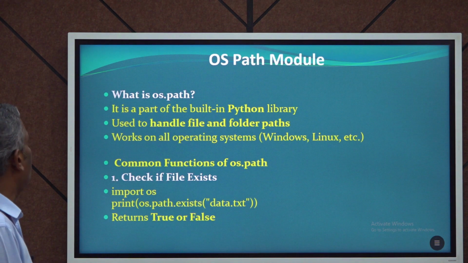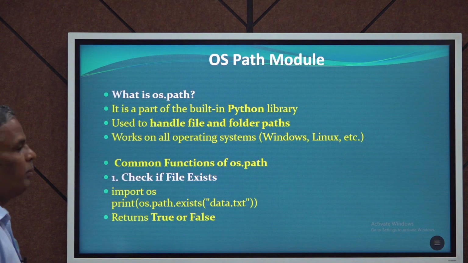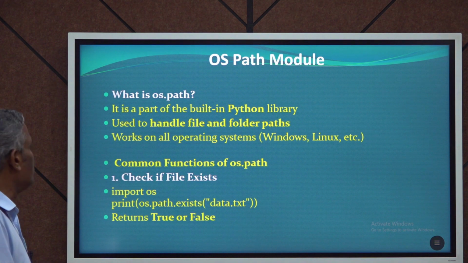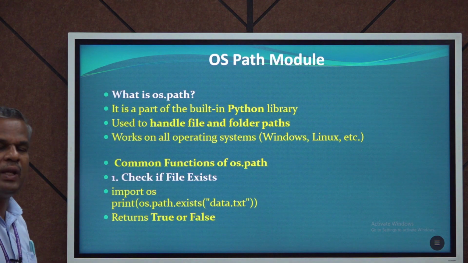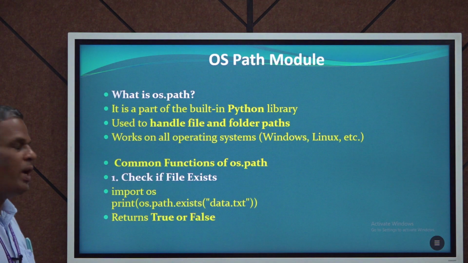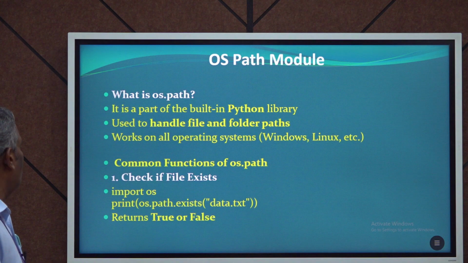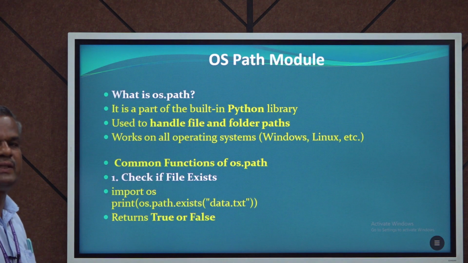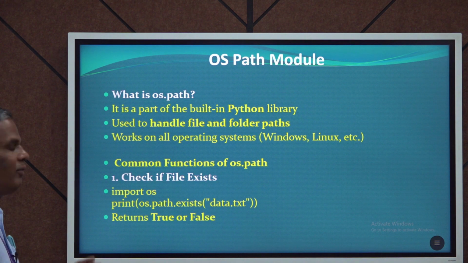So next one, os.path. os.path is one of the built-in libraries. It works on all operating systems like Linux, Windows and Mac. It is used for checking whether a file exists. There are so many functions. Here we will see some samples.